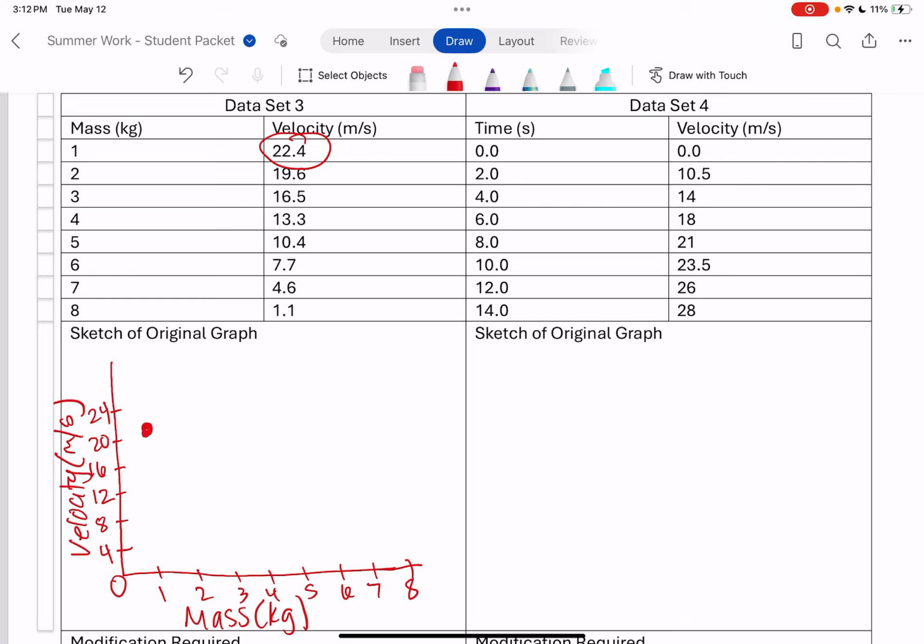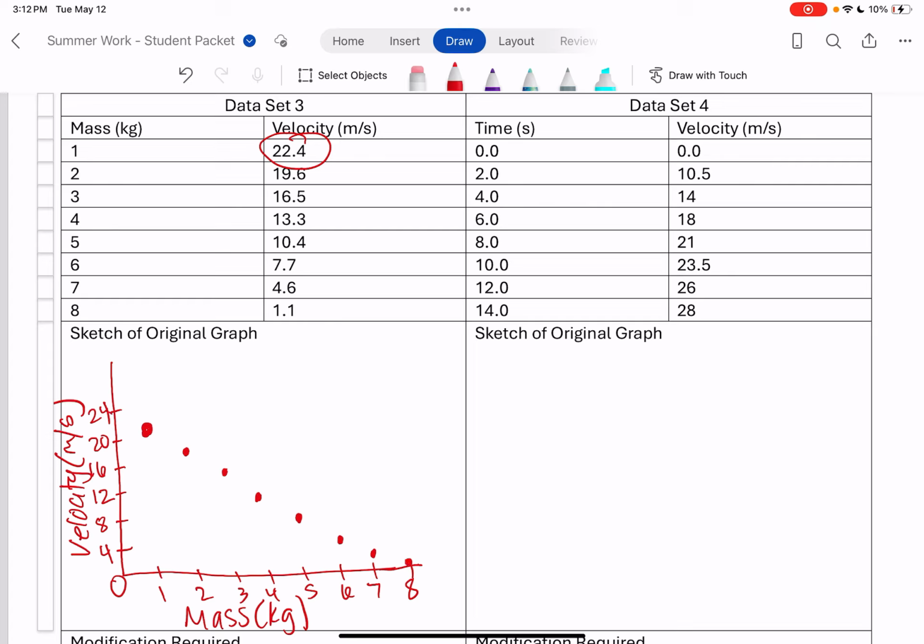Okay, so we have 1 and 22.4. Probably there somewhere. 2 and 19.6. 3 and 16.5. Oh, darn it. I actually didn't want to do this example. 4 and 13.3. It'll be fine. 5 and 10.4. It's going to be somewhere like that. 6 and 7.7. 7 and 4.6. Then 8 and 1.1.